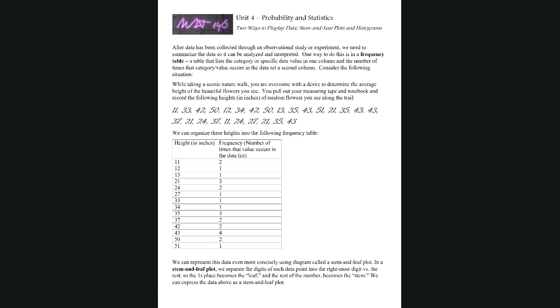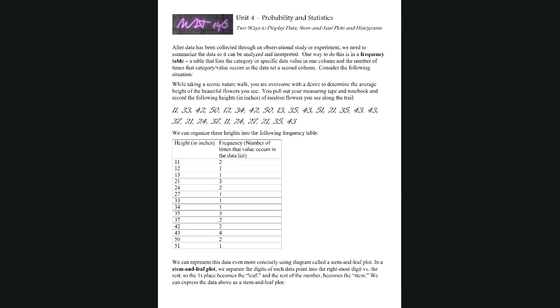So we can represent this data even more concisely using a diagram called a stem and leaf plot. In a stem and leaf plot, we separate the digits of each data point into the rightmost digit versus the rest. So the ones place becomes the leaf, and the rest of the number becomes the stem. And we can express the above data in a stem and leaf plot, and I'll show that in a minute.